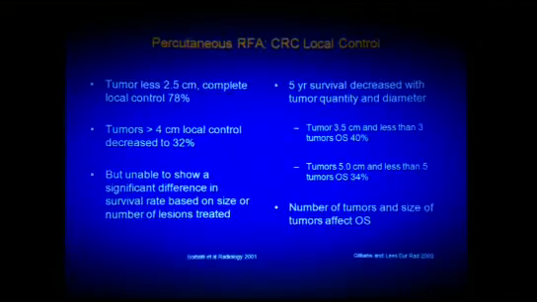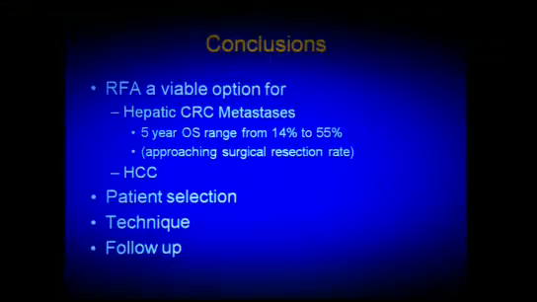Other later studies in 2009 showed 5-year survival decreased with tumor quantity and diameter. Tumors 3.5 centimeters or less and less than 3 tumors had a better overall survival than those that were much larger or had more tumor burden. So RFA is a viable option, particularly for colorectal metastasis, with a 5-year survival approaching that of the surgical rate.